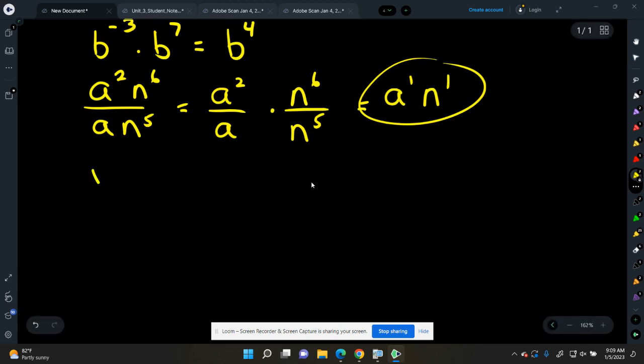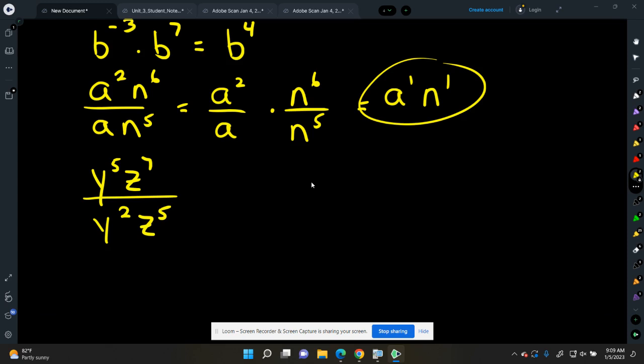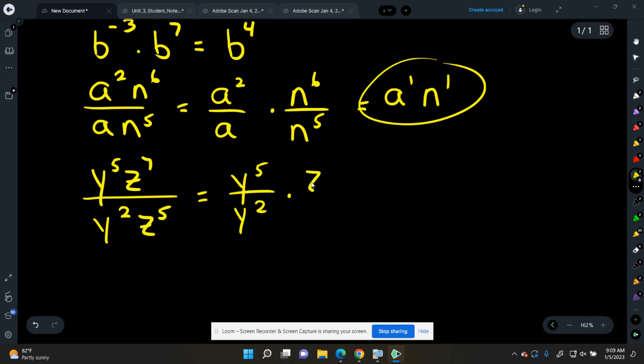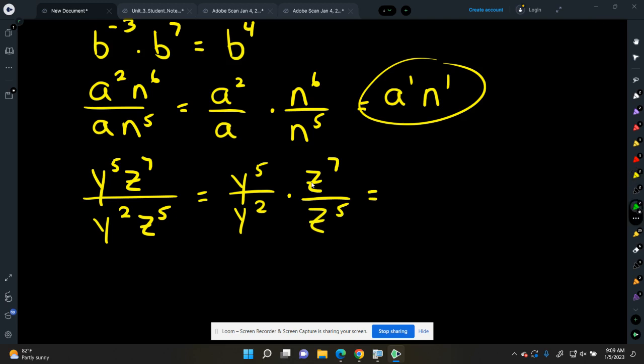We have y to the 5th, z to the 7th, over y to the 2nd, z to the 5th. So again, we're going to separate them. Another way of thinking of these, sometimes it makes it a little shorter for you. Instead of subtracting, just think of it this way, right? I have 2 y's on the bottom and 5 on the top. These two are going to cancel 2 of those, leaving me how many on top? 3. So we have y to the 3rd.